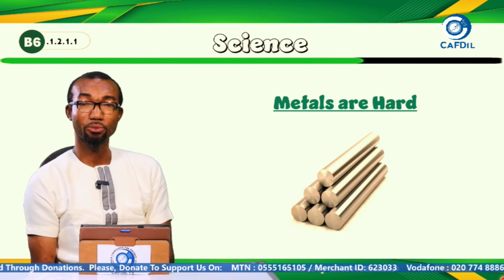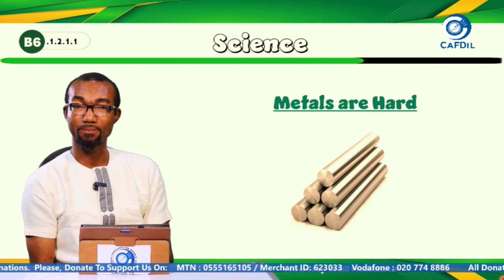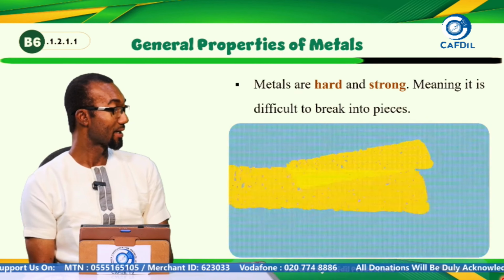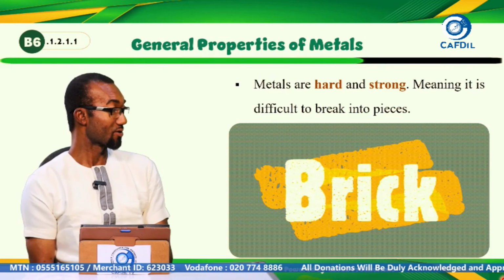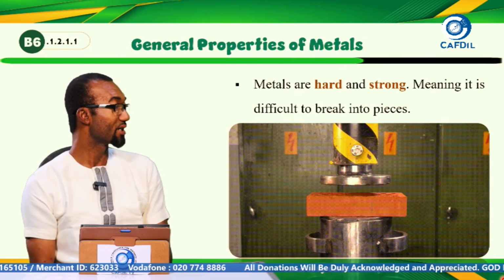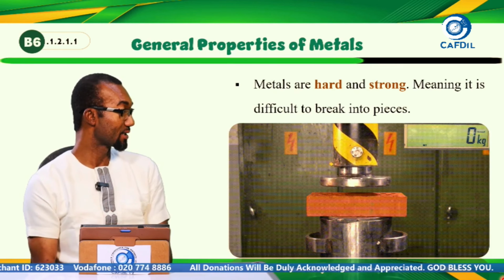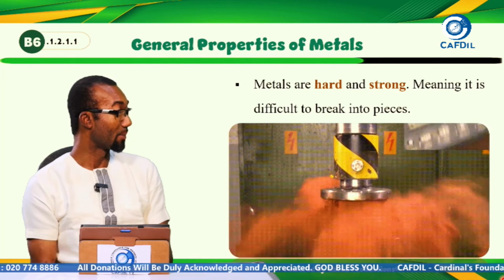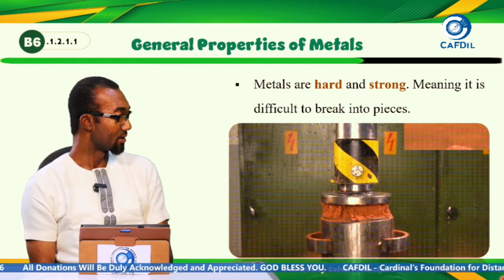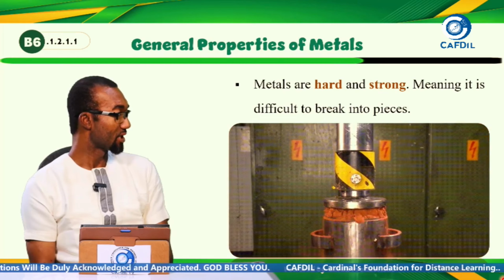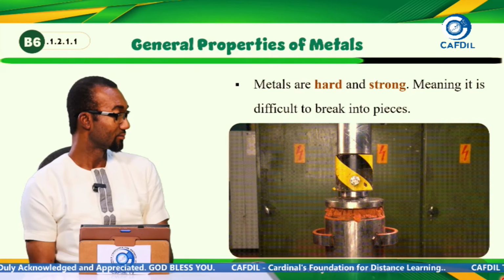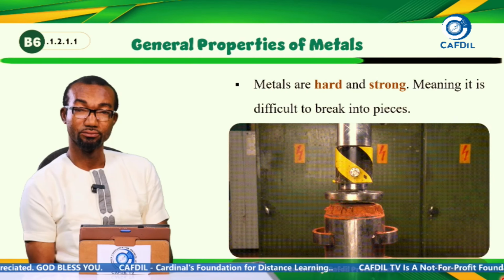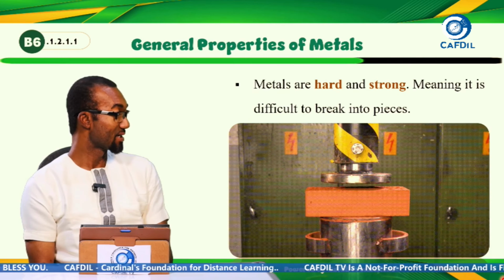The number one property is that metals are hard. Metals are hard and strong, meaning it is difficult to break them into pieces. Let's check this activity. There's a brick made of clay. Let's see. It is being crushed. That means bricks made of clay are not strong. You see that the machine crushed it.